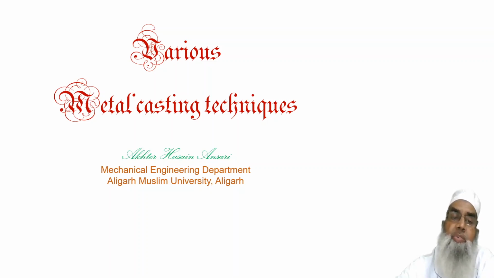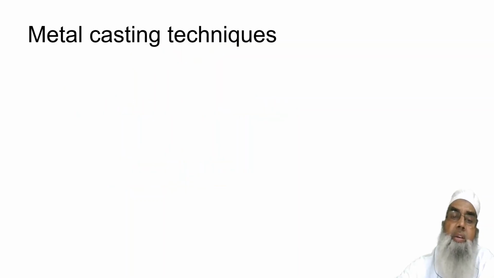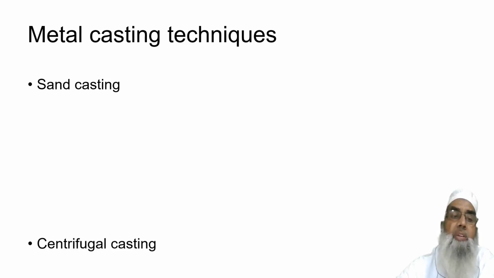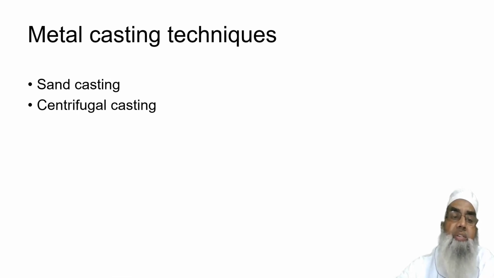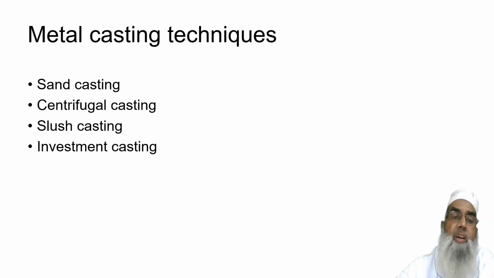Today we will discuss various types of casting techniques. Metal casting is a very important process, and we can adopt various types of casting techniques. One very common old casting process is sand casting, and then comes centrifugal casting, slush casting, investment casting, and die casting.